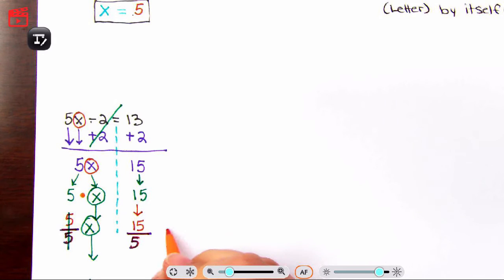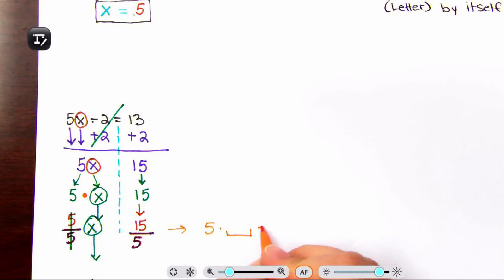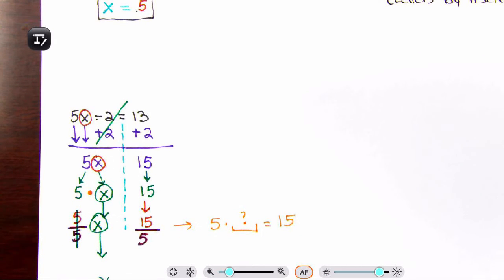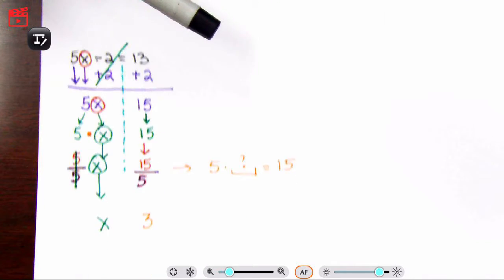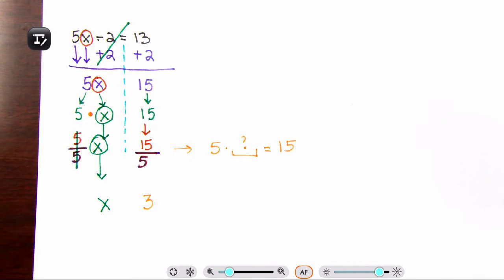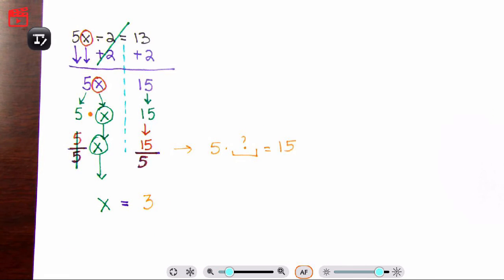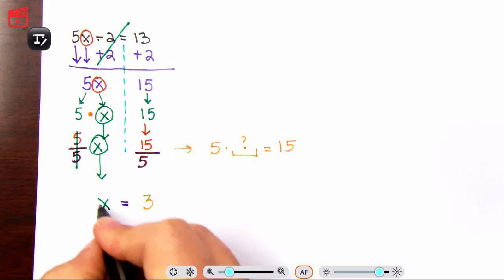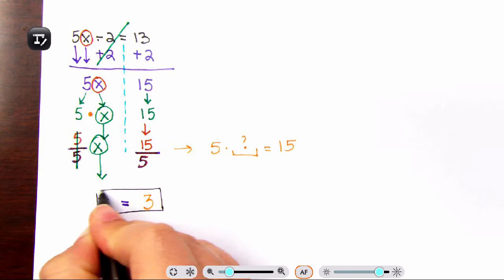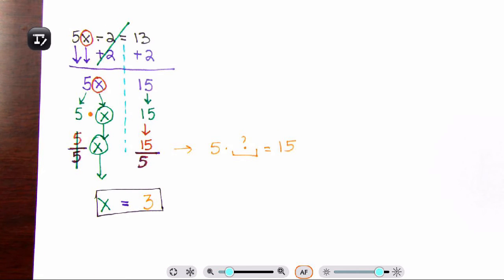How many times does 5 go into 15? Or you can say 5 times what is 15? 5 times 3 is 15. And what did the dotted line represent? The dotted line represented an equals. Did we reach our goal and our objective of having x by itself? Is x alone? Yes. That means we are done. So we're going to put our answer in a box and move on to our next example.